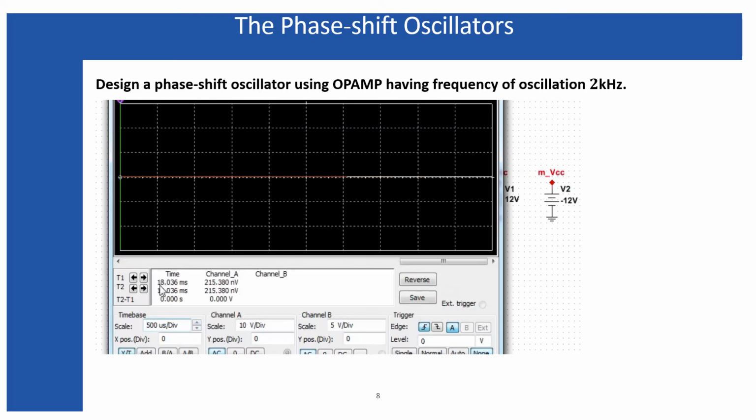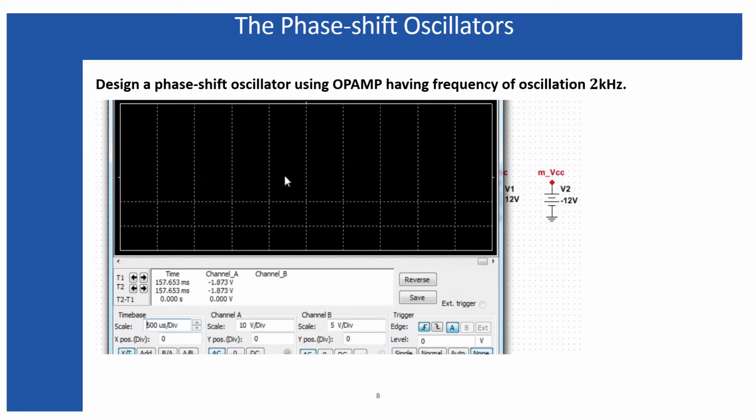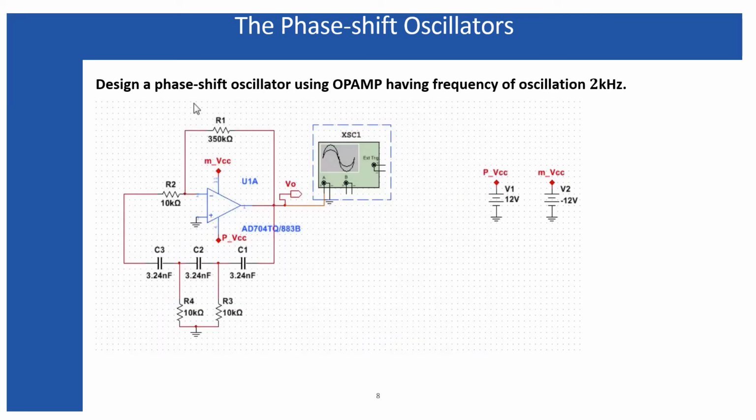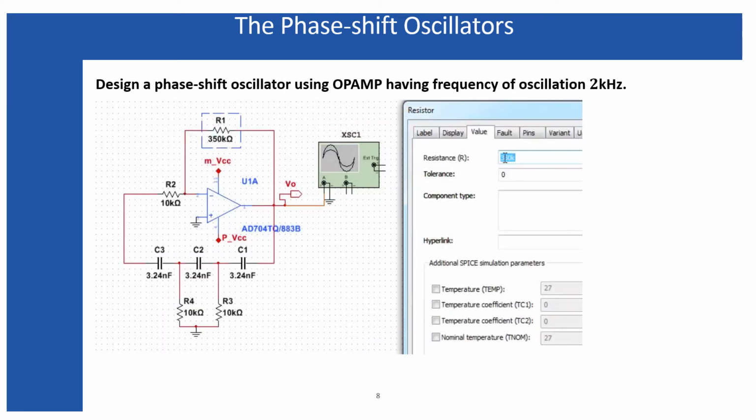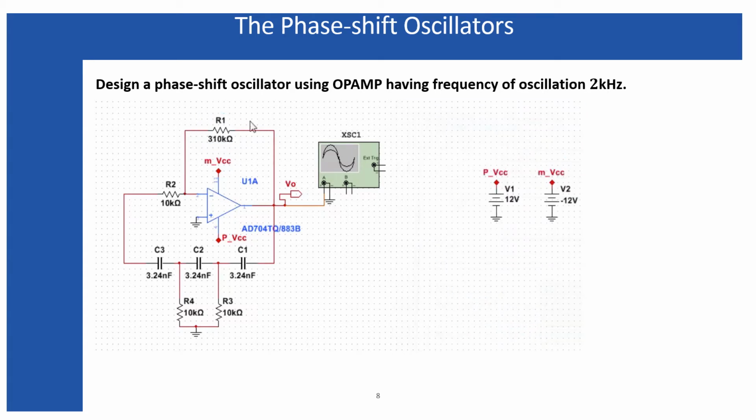Look here, the time the simulation takes is increasing. Around 67 millisecond the oscillation is appearing. Now if I use a bit smaller resistance, close to 290 kilo ohm, suppose I'm using 310 kilo ohm. Initially we saw it took around 67 millisecond to produce the oscillation when this resistance was 350 kilo ohm, which makes the gain 35.